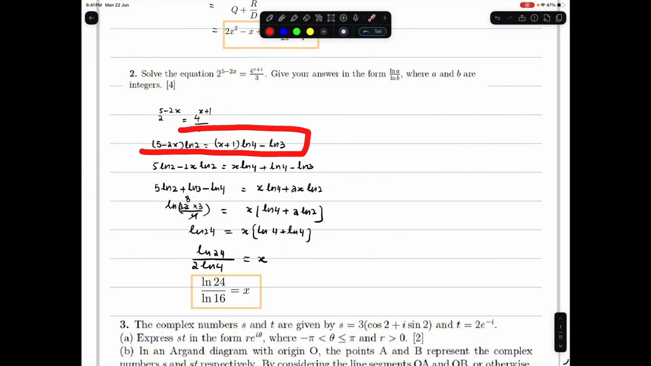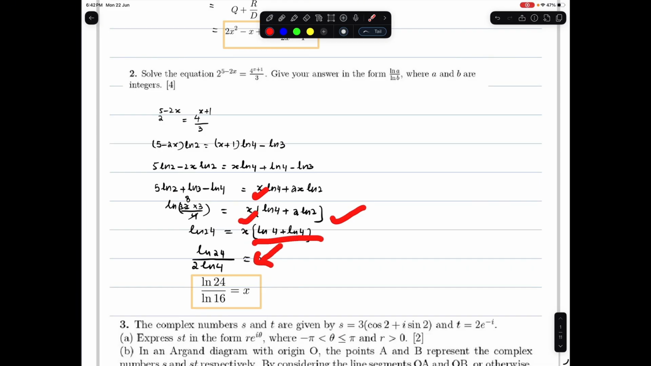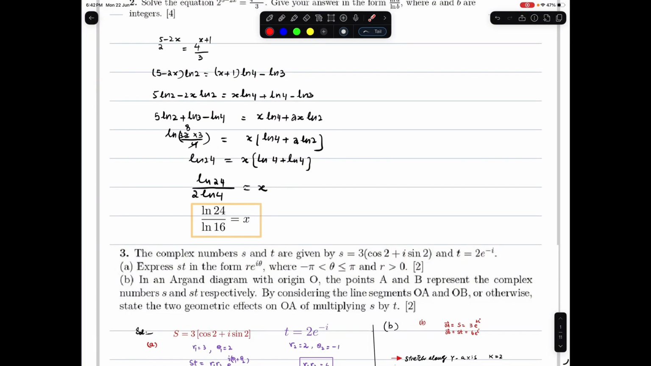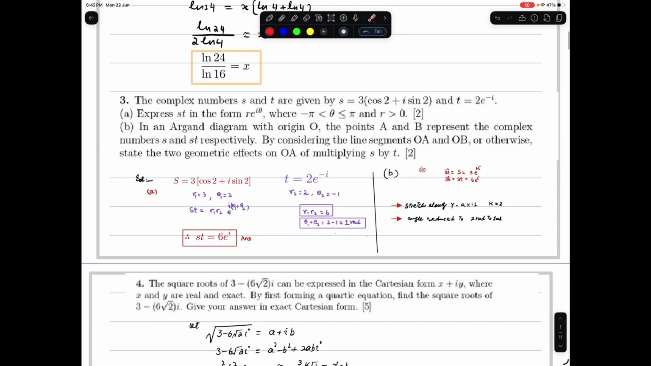When we apply the log on both sides, you will be getting (5 minus 2x) ln 2 equals (x plus 1) ln 4 minus ln 3. We will make x the subject of the formula. We will bring the terms involving x on the same side and the constants on the other side. Take x as common. You will be dividing, so x is equal to ln of 24 over ln of 16. This is question number 2 of 4 marks.